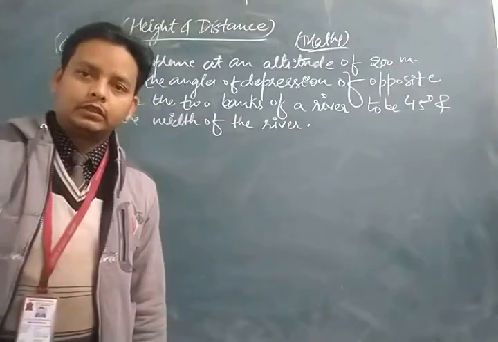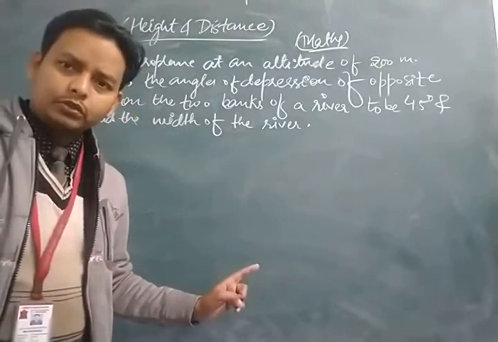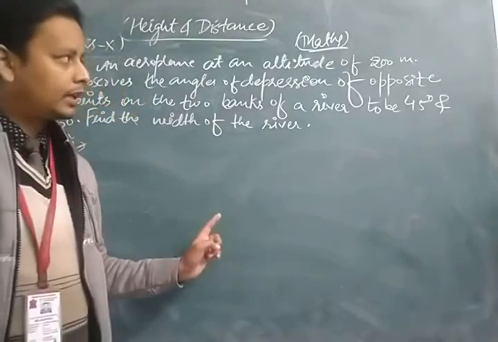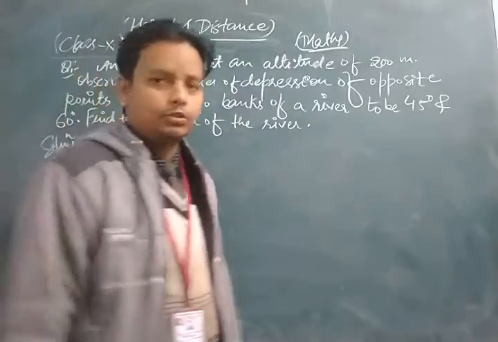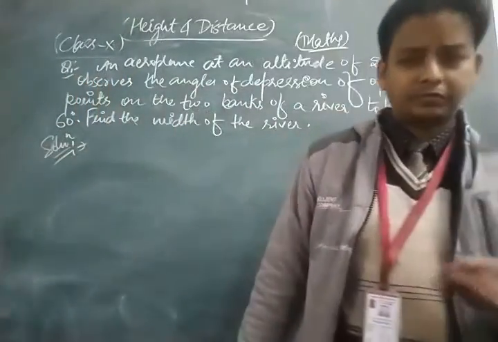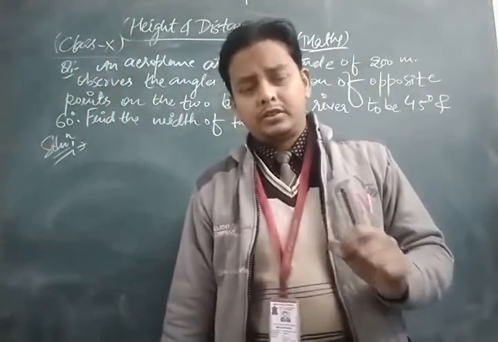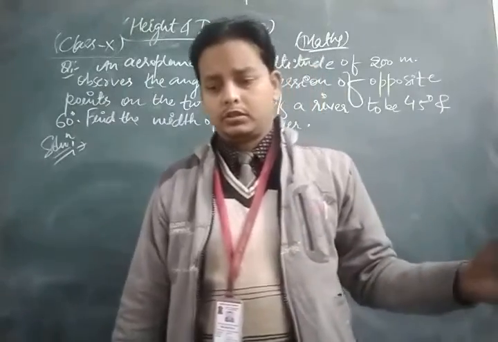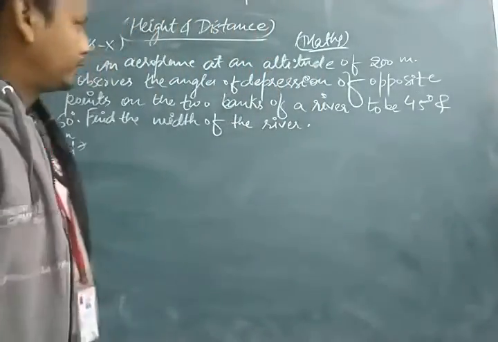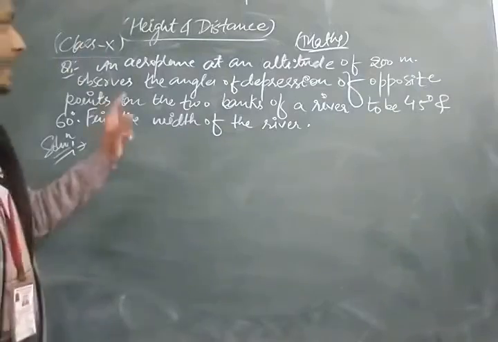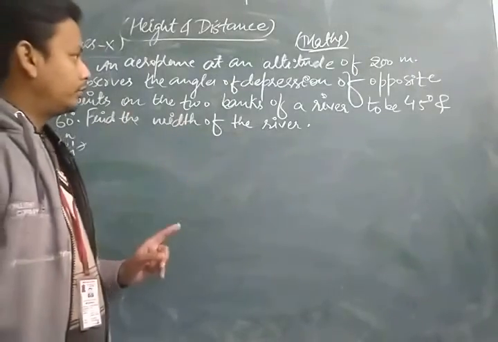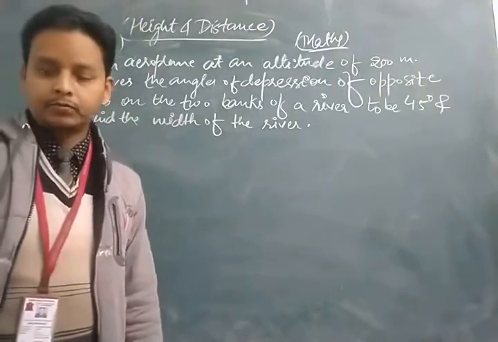Find the width of the river. So this is the very important question of your syllabus. Now let's see its solution. What is the process, dear students, to solve that question? First of all, here an aeroplane is at an altitude of 200 meters.